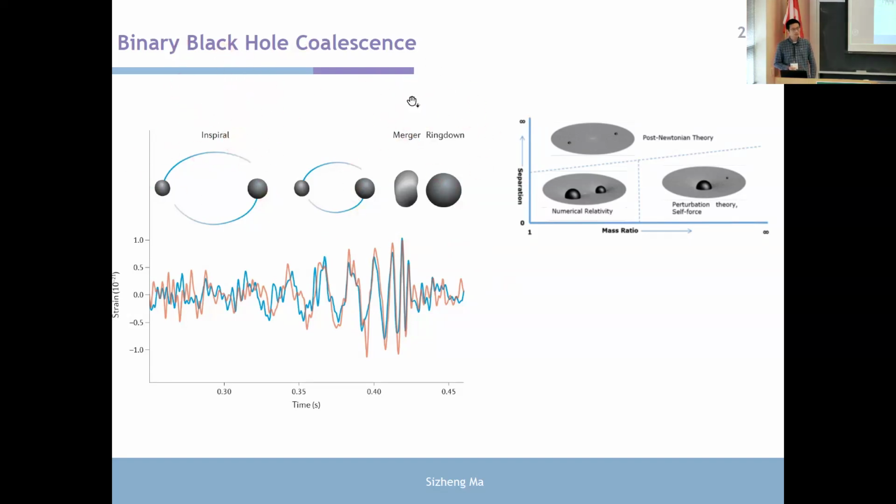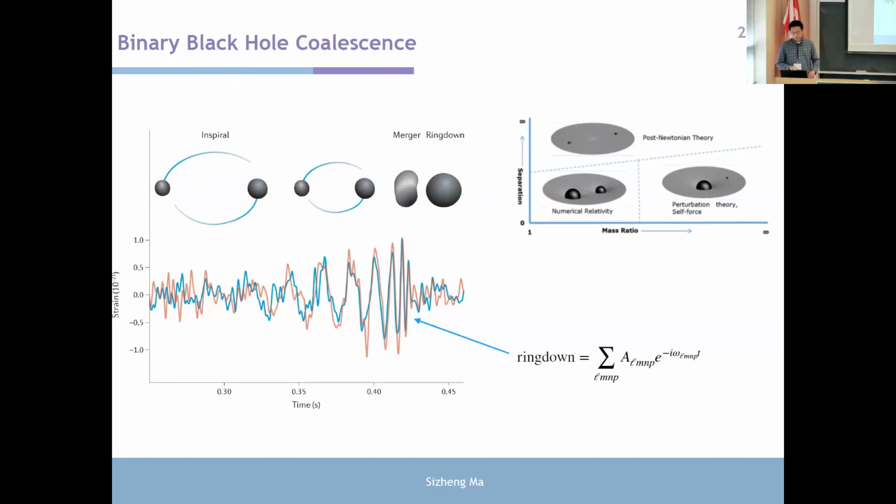the ringdown part. And so far, numerical relativity still remains the only first-principle approach to track the whole evolution process and to produce accurate gravitational waves. But nevertheless, people have developed some analytic tools such as post-Newtonian theory and black hole perturbation theory to gain some physical insights into different dynamical regimes.